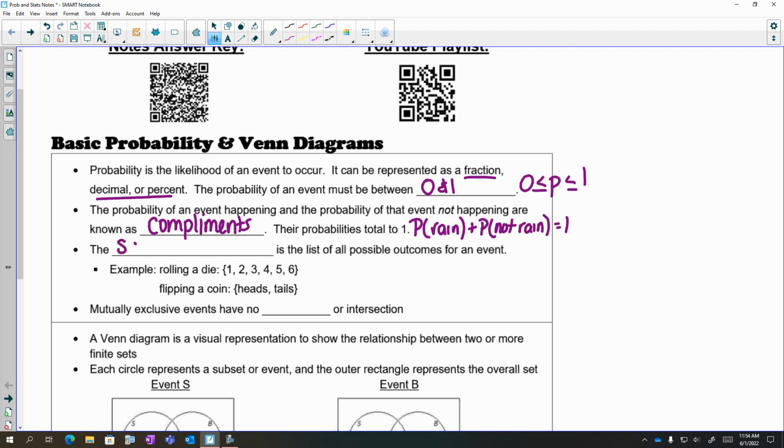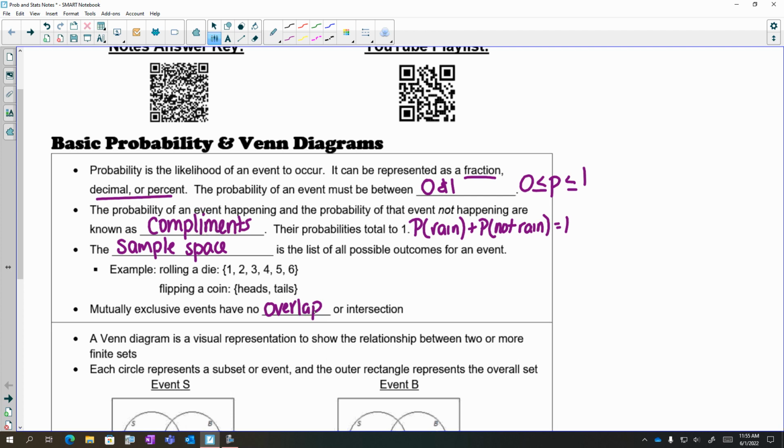Sample space is the list of all possible outcomes, and it's listed in those curly brackets. So rolling a die, 1 through 6, flipping a coin, heads or tails. We do not list duplicates in our sample space. Mutually exclusive events have no overlap or no intersection.